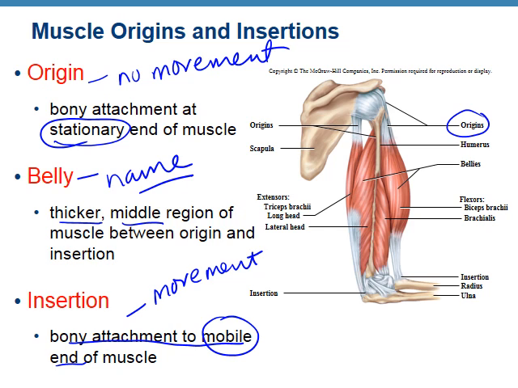So you can see here origin. So origins are the sites that are not going to move. So the origins are no movement, and the insertions for each muscle are where movement is going to occur. And that makes sense because if we were flexing our arm, this site is also going to move, right, as the muscle contracts. And then this is the belly of the muscle.